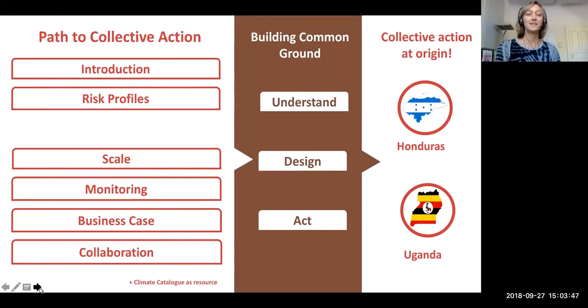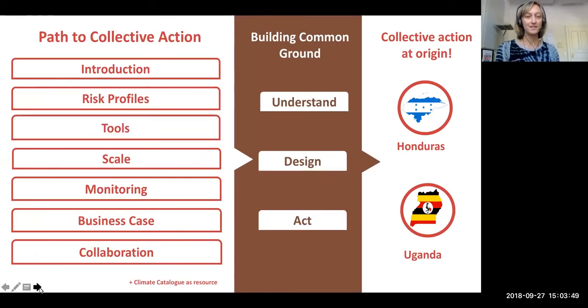Looking at this learning series, we have started off with an introduction of terminology, looking at risk profiles, then also the tools that are available to address climate change, how to scale, and today we will look at monitoring and measuring. We bring this series to you in order to understand the topic better, but also to do the next stage, then design a project or join the opportunities that we are offering and act.